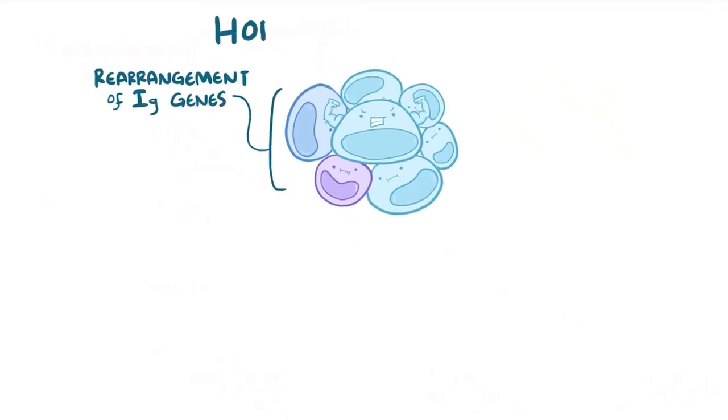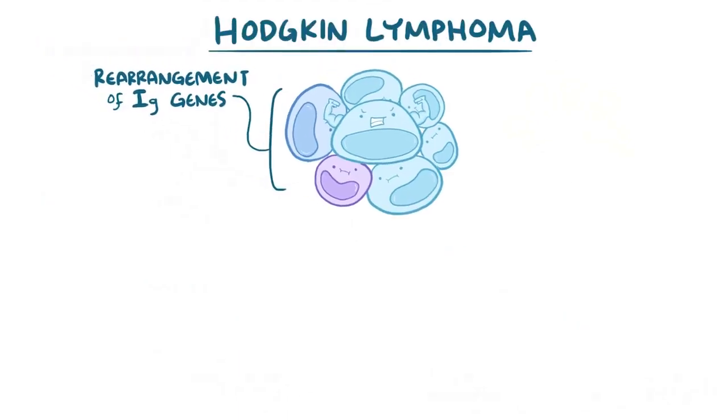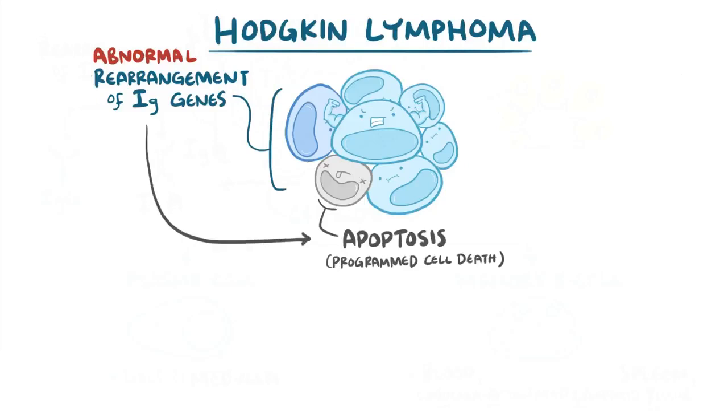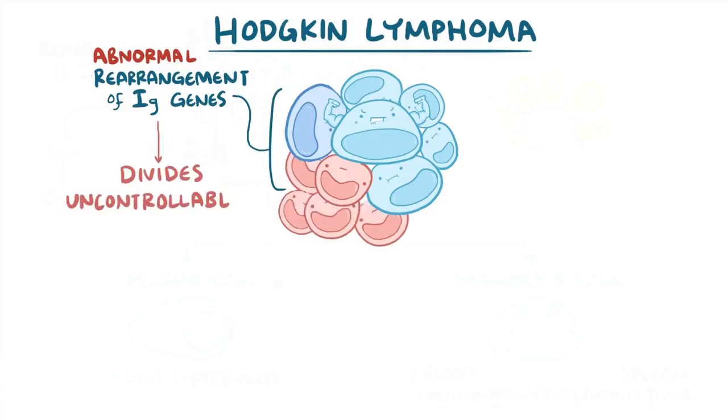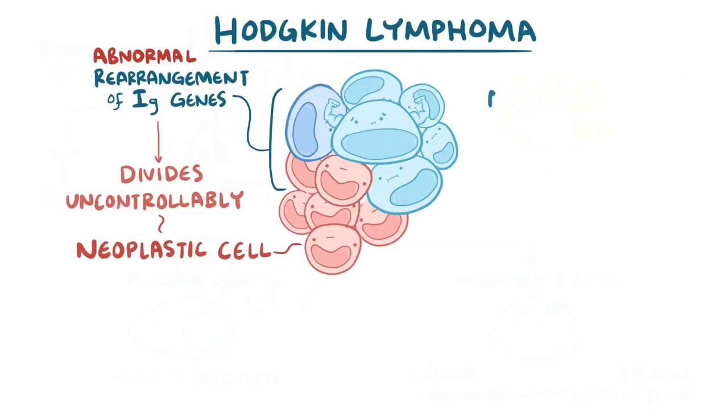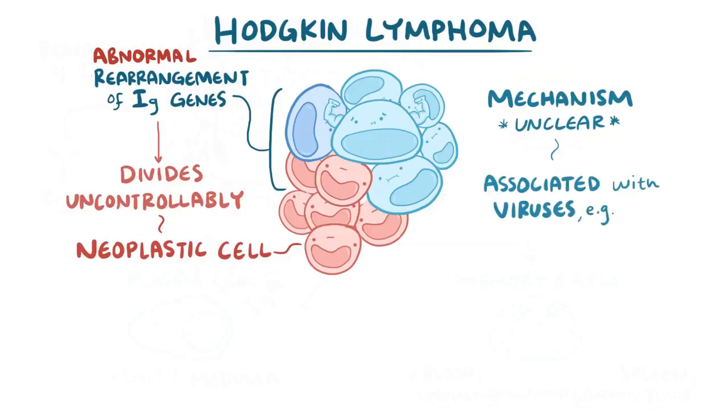In classical Hodgkin lymphoma, a B cell in the germinal center has an abnormal antibody gene rearrangement. And whenever something abnormal happens, the cell's supposed to go through apoptosis, or programmed cell death. Instead of apoptosis, though, the cell starts to divide uncontrollably, and so it becomes a neoplastic cell. The exact mechanism of how this happens is unclear, but in some people there seems to be a link with viruses like HIV and Epstein-Barr virus, or EBV.